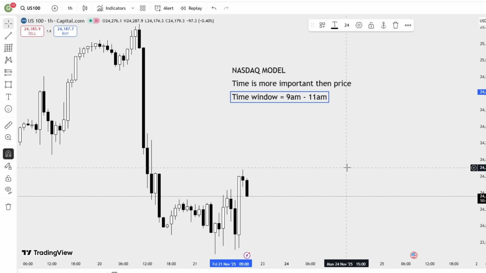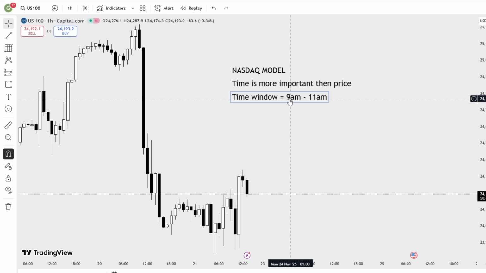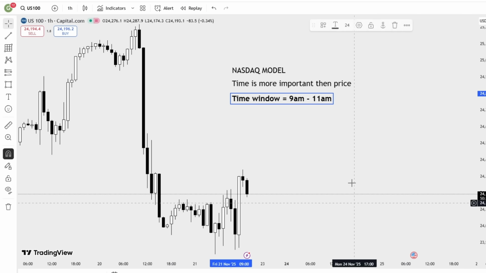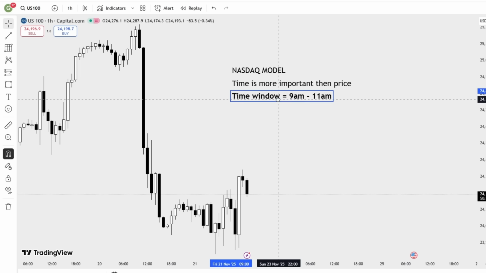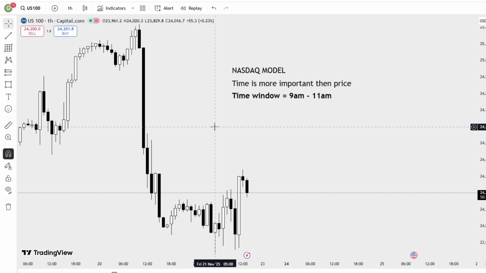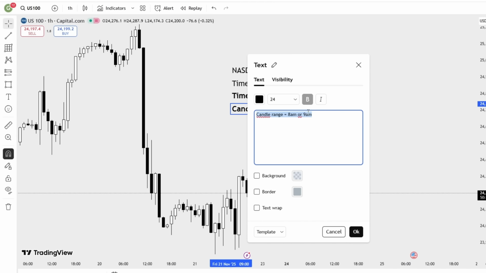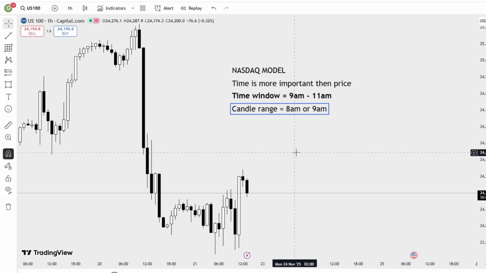Anyway, we have our time window, 9 to 11 a.m., okay? You only trade in this time window here. Only trade in this time window. That's important, right? The second thing is our candle range, because we need a specific candle range, okay? And this candle range is the 8 a.m. candle or 9 a.m. candle, and I will explain why it can be both, okay?